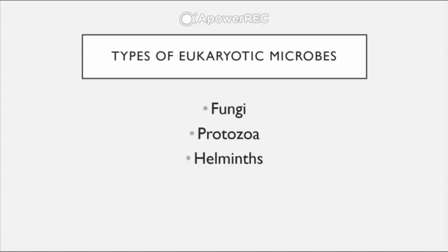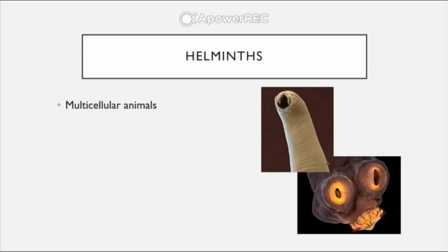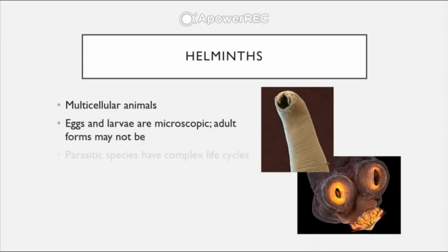Now that finishes our discussion of fungi and protozoa, and lastly we have the helminths. This is a real image of a tapeworm's scolex that was a finalist in the 2017 Nikon Small World Image Competition for microscopy images. Pretty terrifying, right? So helminths are multicellular animals. They have eggs and larvae and are microscopic, but the adult forms may not be.